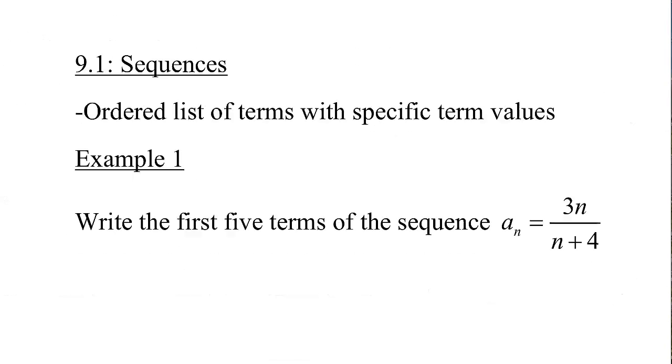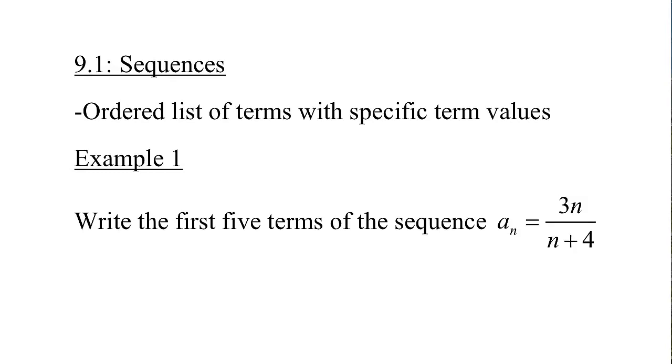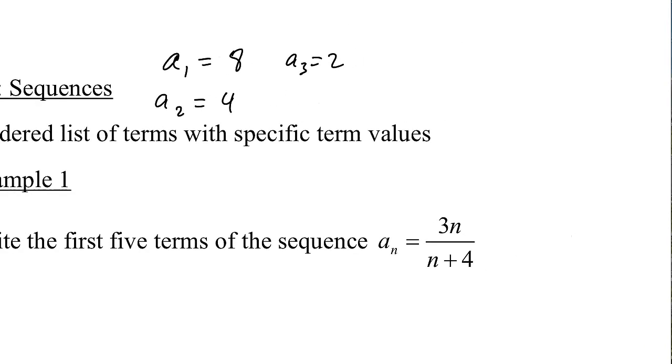A sequence is just an ordered list of terms with specific values. So if I say a sub 1, that is the first term. And if I say it equals 8, then the first term is 8. I could give you the second term is 4. I could give you the third term is 2. And if I were to actually write this sequence out, you may see it listed as 8, 4, 2, and so on, so forth, out forever. So this is just listing them.